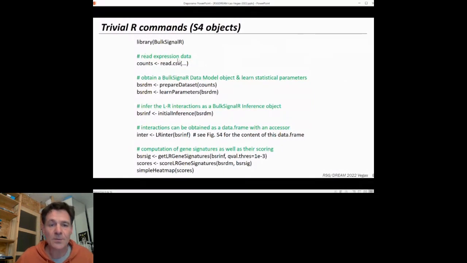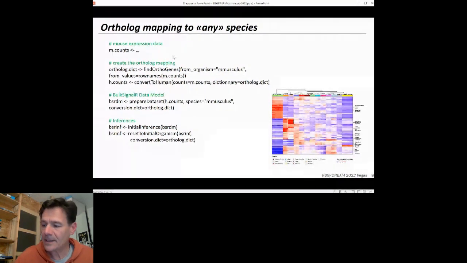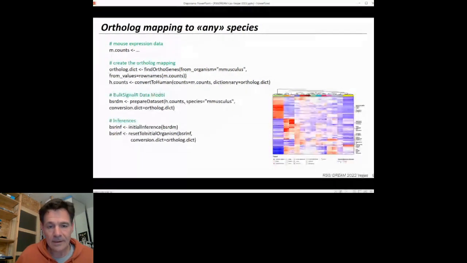And also, just a few lines of R to show you that this is very, very simple to use. You just need your expression data in a matrix or data frame, and then you call basic functions to prepare the data, and you can immediately infer the interactions, which you can get as a table, but also generate the different plots. You can work with different species because there is an ortholog mapping mechanism embedded in the library. And this is also very simple.